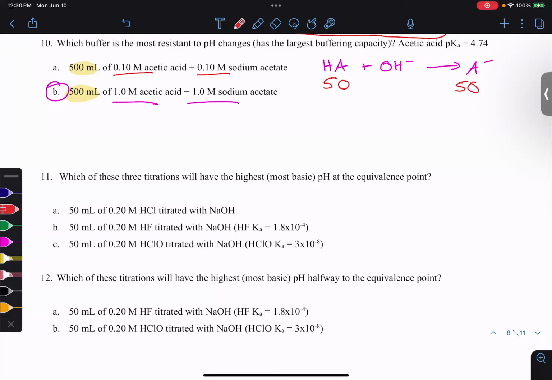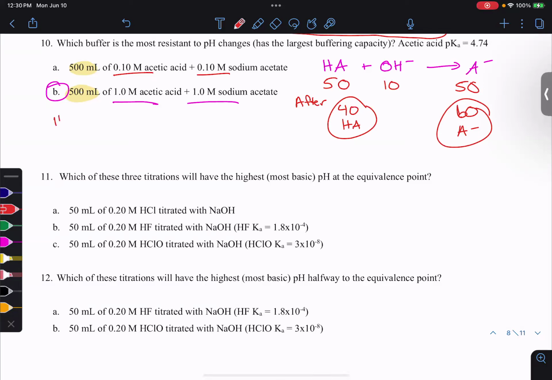Pretend I add 10 millimoles of hydroxide. When you do the after line, you end up with 40 millimoles of HA and 60 millimoles of A minus. Calculate the new base to acid ratio. It changes a little bit. But think about answer B, where it's still the same 1-to-1 buffer ratio, but it's more concentrated.